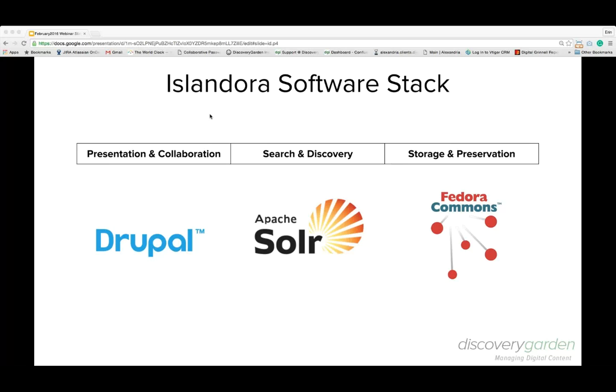different ways. Some of these modules are called solution packs. You may have heard of them before, and they act as templates or recipes for preserving and exposing different types of digital content.